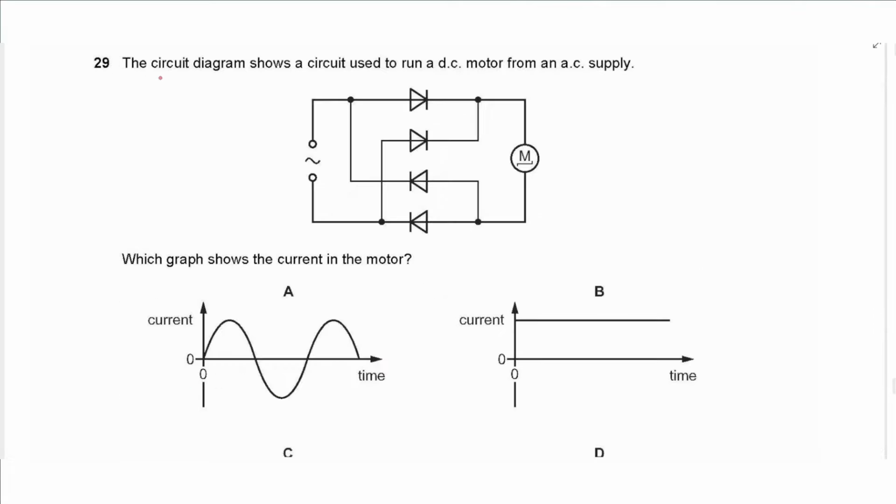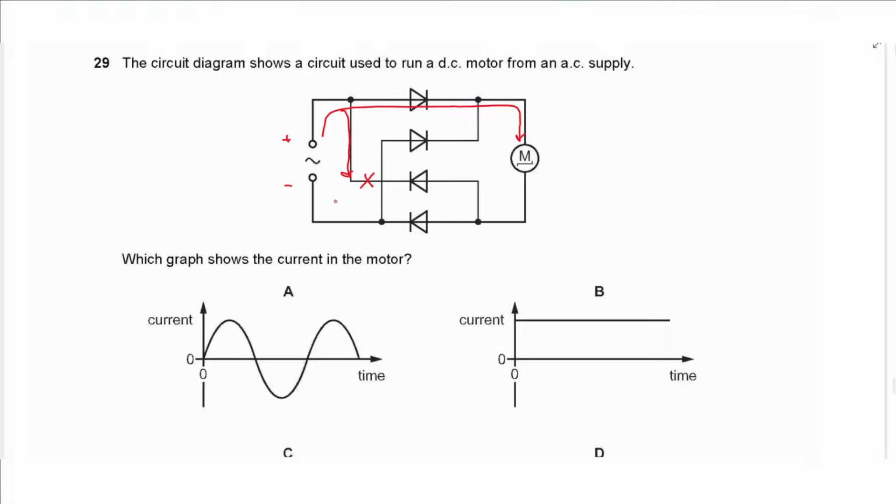Question 29 says the circuit diagram shows a circuit used to run a DC motor from an AC supply. Which graph shows the current in the motor? If this is the positive terminal and this is negative, the current would go from the top and can flow through this diode and go to the motor, or it can go down and is blocked by this diode. So the current would go in the motor downwards.